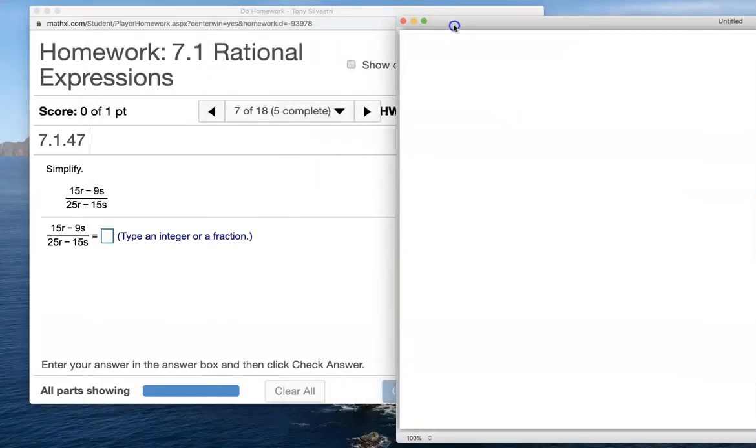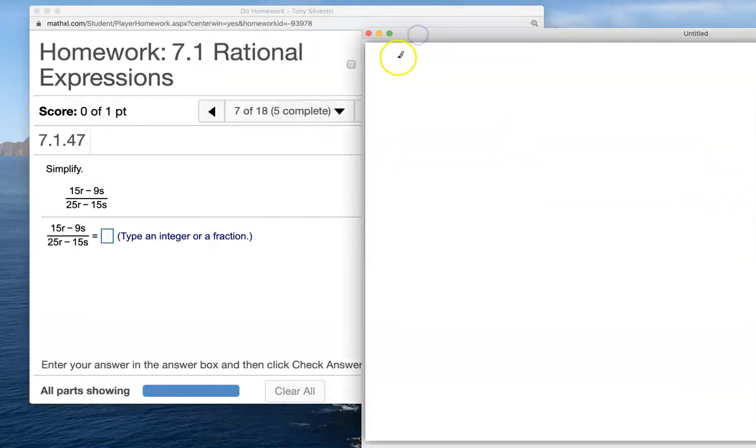Now again, with this Algebra 2 course, if you're not factoring, you're doing something wrong. Okay? So, let's see. 9s divided by 25r minus 15s. Okay, that's it.